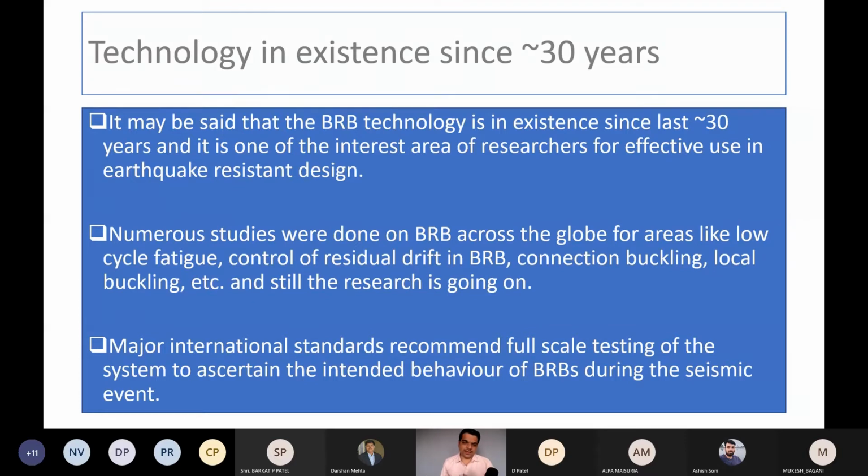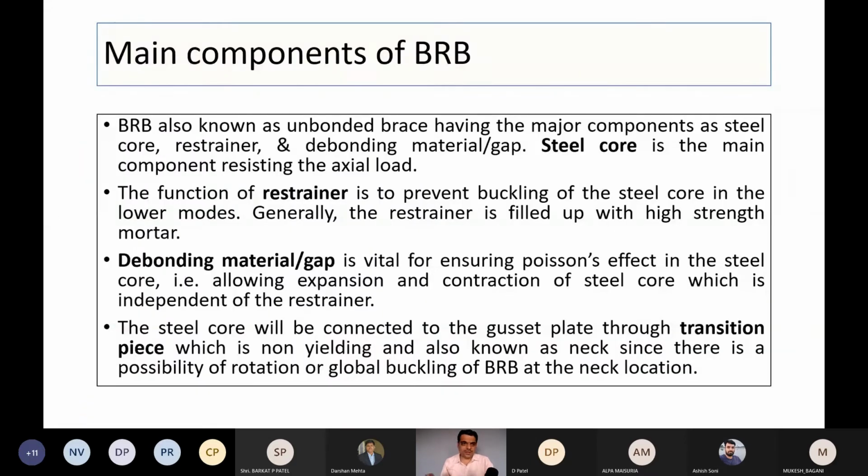And there are guidelines given in the different international standards. Of course, those guidelines vary from standard to standard, but the testing should be carried out considering those guidelines. Then it can be used in the real projects.